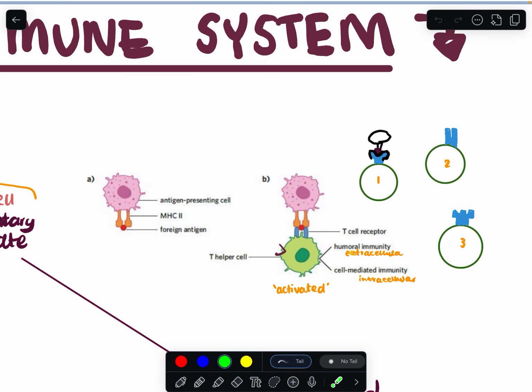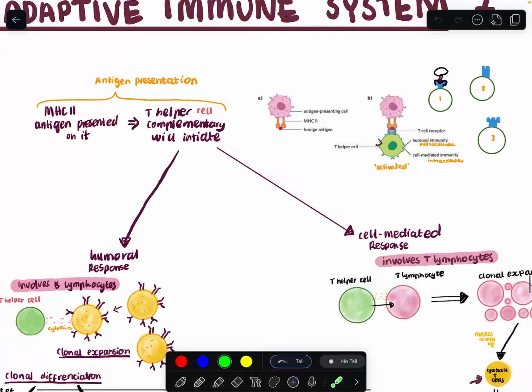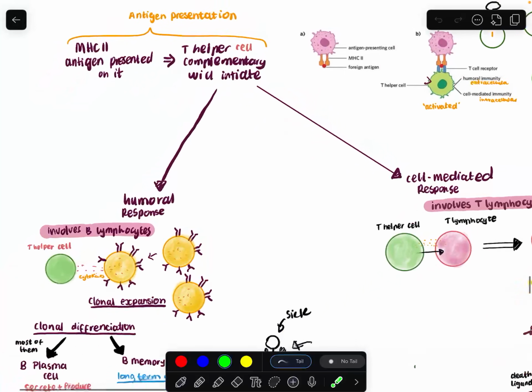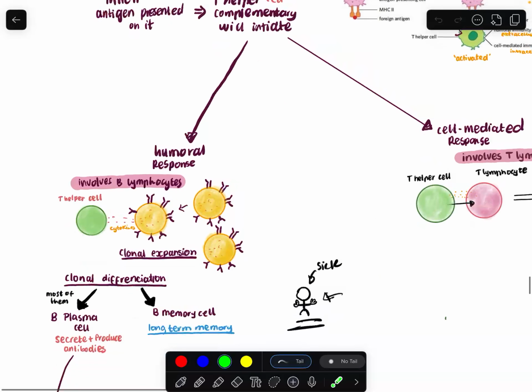So if the T helper cell is complementary, they will bind together, and once they bind, they click together. This dendritic cell or macrophage, an antigen presenting cell, will secrete cytokines, which will activate the T helper cell. Once the T helper cell is activated, either the humoral immune response or the cell mediated immune response will be initiated. Let's look at the different responses.